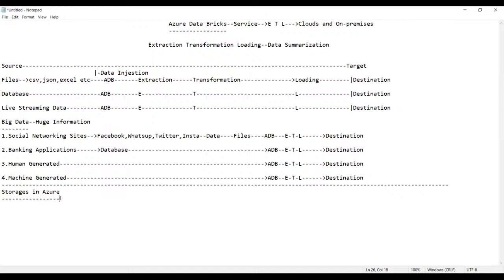So now, commonly used storages. What are those storages? Let us try to see this now. The first storage, I'm writing it here: Azure Blob Storage. The second one is Azure Data Lake Gen 1. The third one is Azure Data Lake Gen 2.